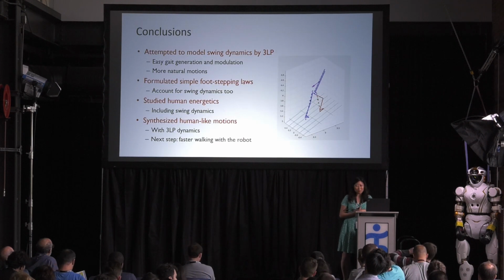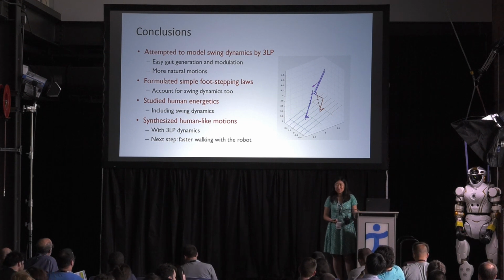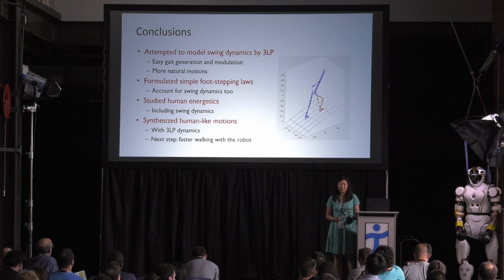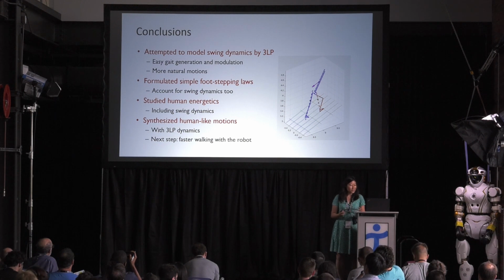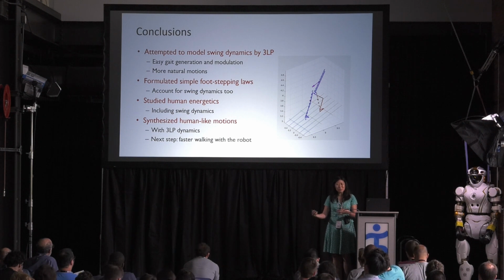So to conclude, he stressed that swing dynamics is a very important thing to model, and so it's one of the things he did in his 3LP model to account for, which are a very important part of walking and robot control. He formulated simple foot stepping laws where you can adjust for perturbations continuously partway through your step instead of waiting until the end of that step.